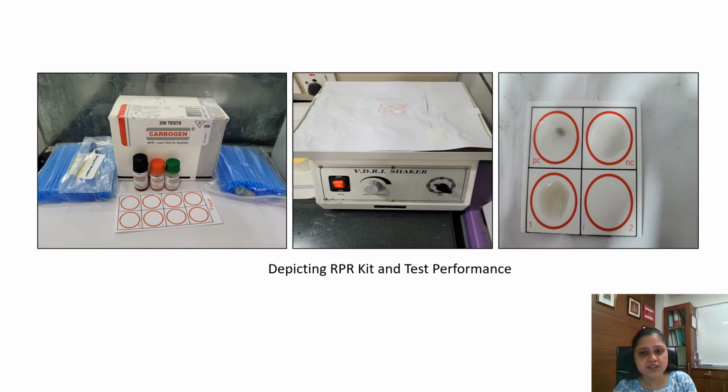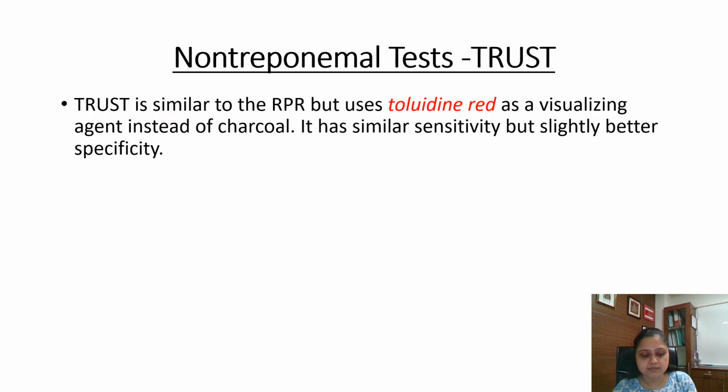and then we'll allow it to rotate using a shaker for about 8 minutes at the speed of 180 rpm, and after that we will interpret the results. As per the results, if large and medium macroflocules are formed against the white background, it is regarded as strongly reactive. If small macroflocules are being formed, then it is regarded as weakly reactive. Then if there is no macroflocule formation, then it is called a non-reactive test.